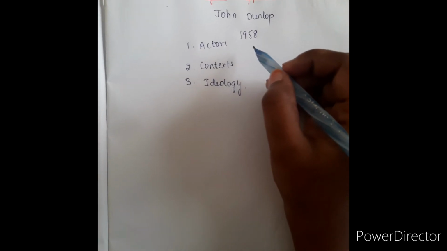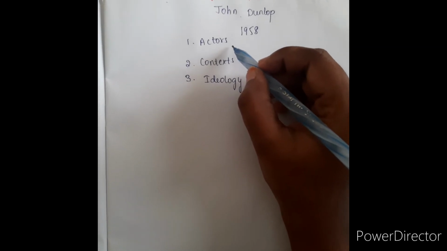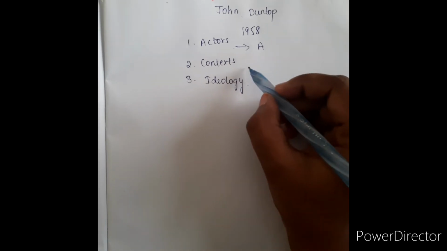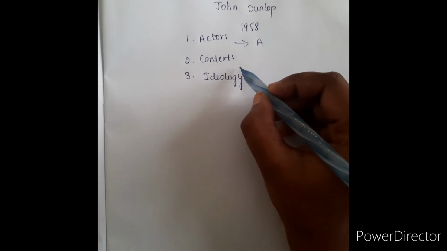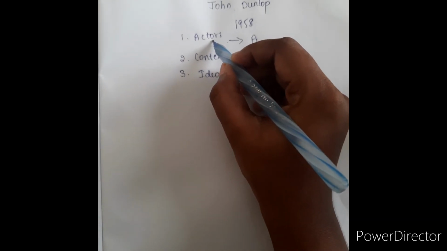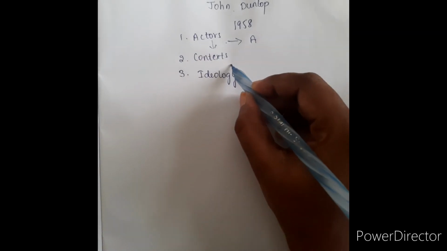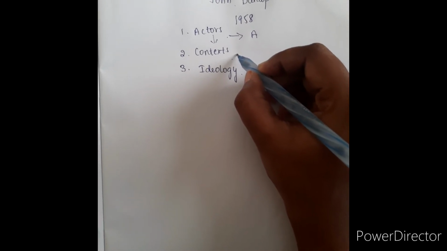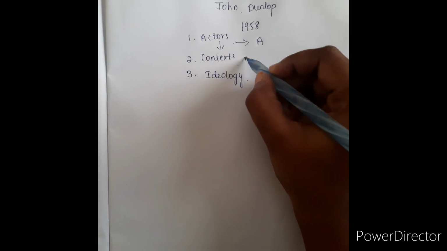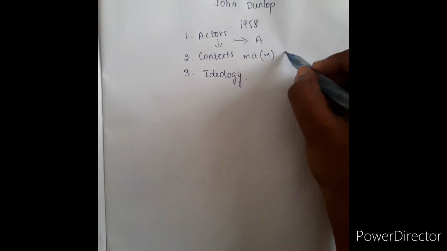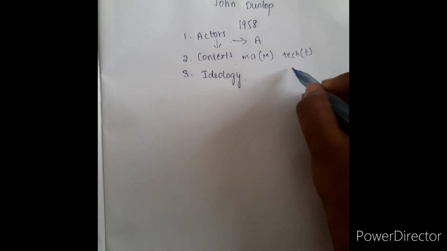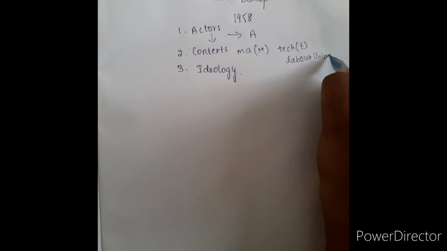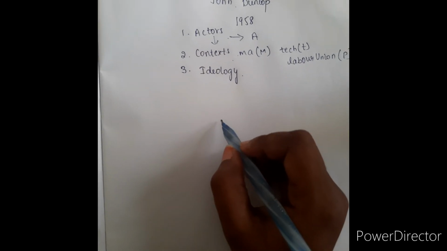Here, the actors means the parties involved in the process of developing sound relationships, and this variable is denoted by A. The context refers to the setting in which these actors perform the given task. It includes technology, markets, and the power distribution in the organization and labor unions. Technology is denoted by T, markets by M, and labor unions by P.